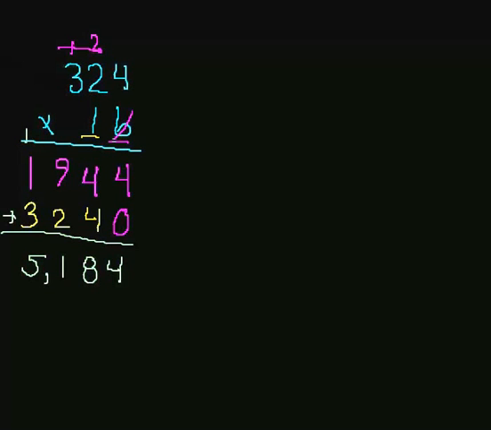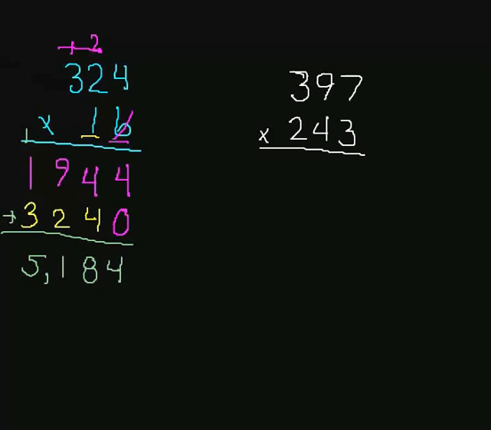Let's try this again, but this time we're going to do a 3-digit by a 3-digit. Let's see if it changes any. So let's do 397 multiplied by 243. So, what's the first thing we do? That's right, we multiply by the ones place.